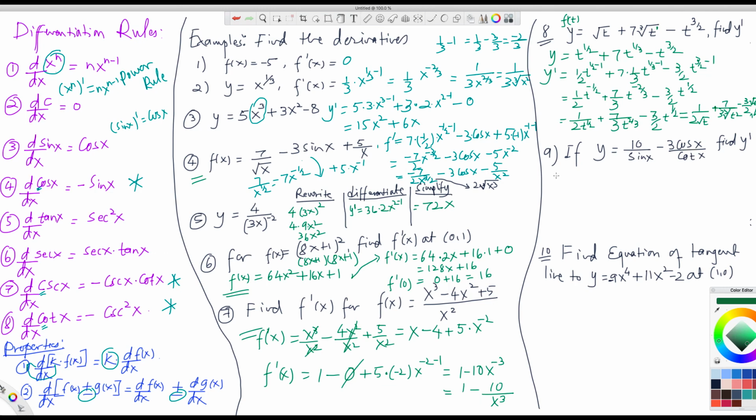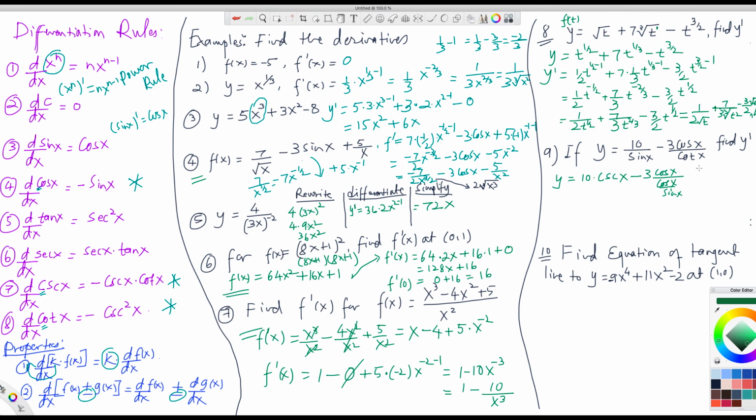How do I do that? Let us simplify. What is 10 over sine x? This is like 10 times 1 over sine x. What is 1 over sine x? It's cosecant x, right? Because cosecant is the reciprocal of sine. I haven't found the derivative yet. Okay, I'm just simplifying. Minus 3, this is cosine of x, right? And divided by cotangent, which is cosine of x divided by sine of x. So if you simplify this, you will get cosine x.